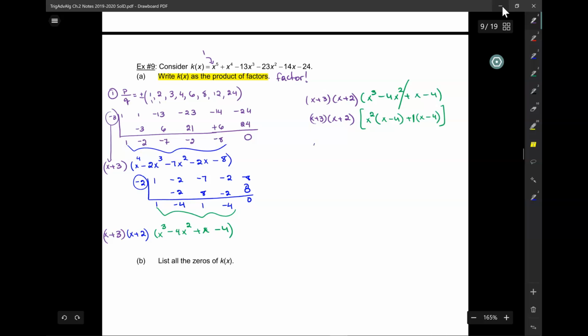So now here's what we do to factor. The common term is x minus 4, right? Write it over here. Now, what have I got left? X squared plus 1. That goes here. And now we have factored.